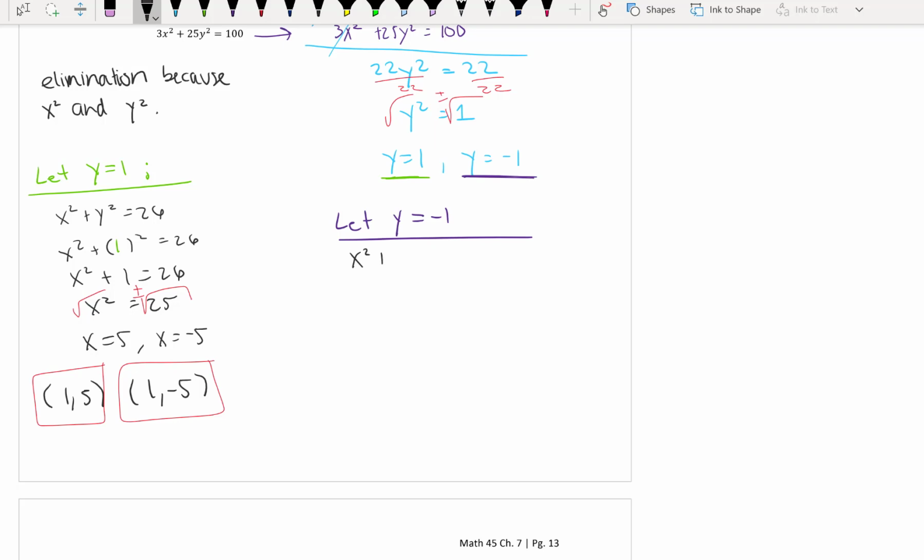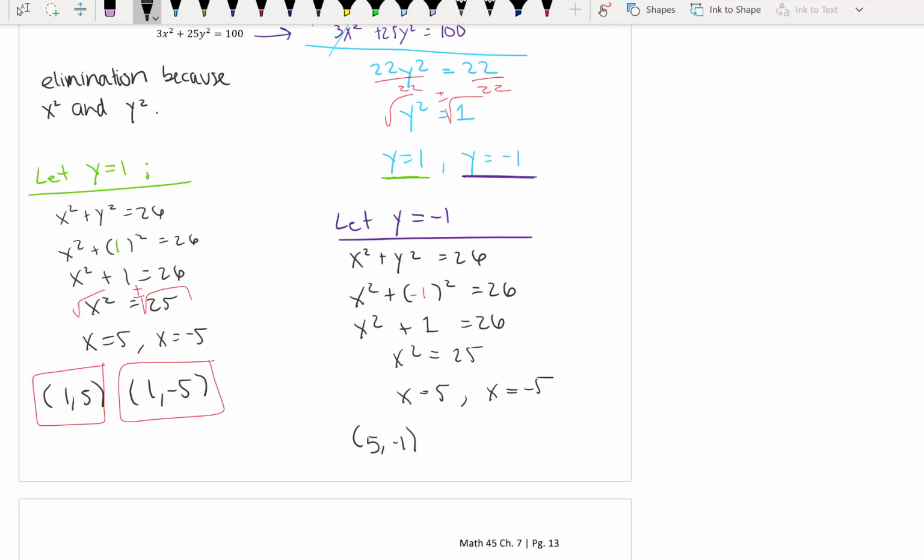So I still have x squared plus y squared is equal to 26. But now that value that I'm plugging in is a -1. So I'm going to get x squared plus -1 squared. -1 times -1 is a positive 1. So it actually ends up being exactly the same. So x is equal to 5 and x is equal to -5. So now your ordered pair is 5, -1, and -5, -1.